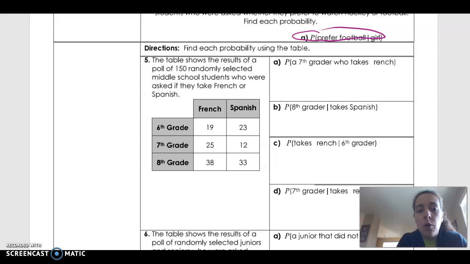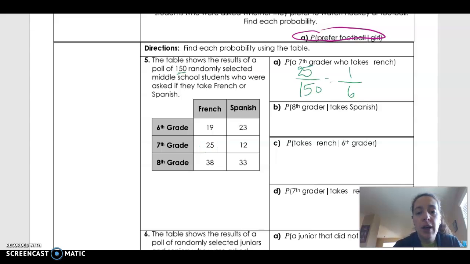So I know that there were 150 students, and there are 25 7th graders who take French. So that would end up being my numerator. Then I can simplify this. 25 goes into 25 one time, 25 goes into 150 six times. So there's our probability. Now in these next examples, we're getting into that conditional probability a little bit more. So let me go ahead and erase this.